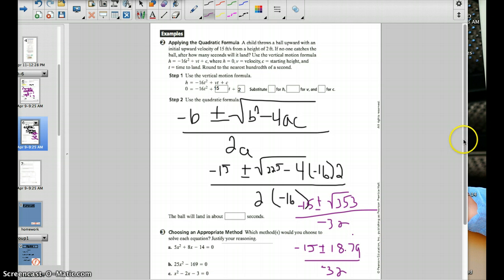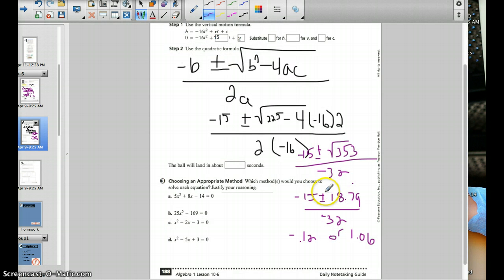So using the positive root, we take negative 15 plus 18.79 and divide it by negative 32, and we get negative 0.12. Or if we use the negative root, we get negative 15 minus 18.79 all over negative 32, and we get 1.06. That tells us that because this is a real-world situation, at about 1 second, the ball will hit the ground.